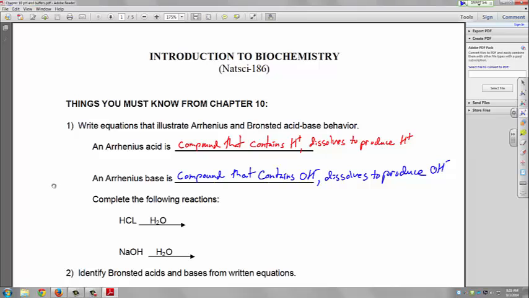If we complete these following reactions, HCl is an acid. Oops, I'll use black for that. This should be a lowercase l. HCl is an Arrhenius acid. It has a hydrogen ion, and when it dissolves, we produce hydrogen ions and chloride ions. Sodium hydroxide, NaOH, is a base, contains a hydroxide ion. When it dissolves, we get sodium ions and hydroxide ions. So that is how Arrhenius would envision acid-base character.